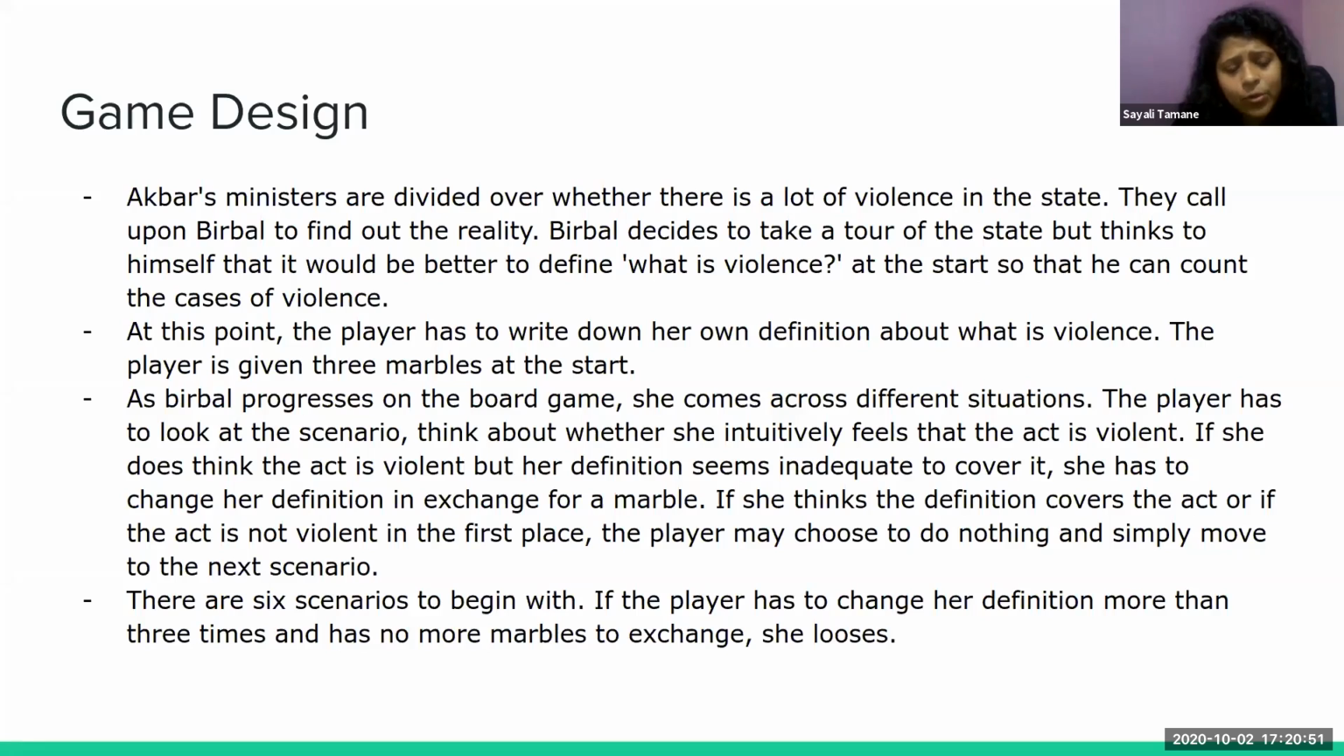And if she thinks that, oh, this act is violent, but this definition is inadequate to cover it, she can choose to change her definition, in exchange for a marble. And if she thinks that no, the definition is enough to cover the act and call it violent or non-violent, then she just proceeds. So initially we started with 6 scenarios, and if the player has to change a definition more than 3 times, then she loses all the marbles, and eventually the player loses. So that was the game design that we thought of.